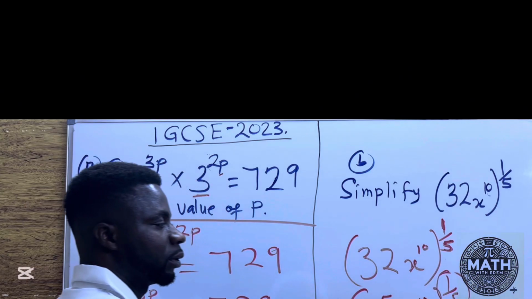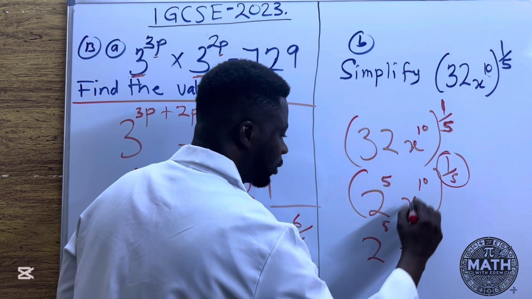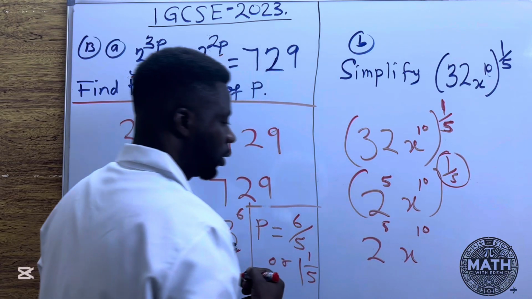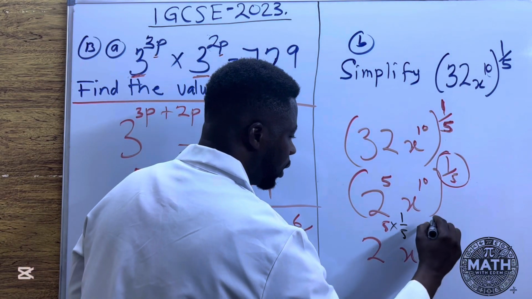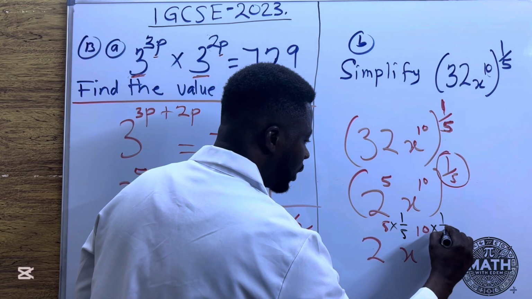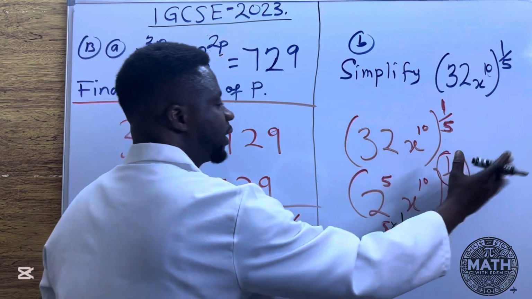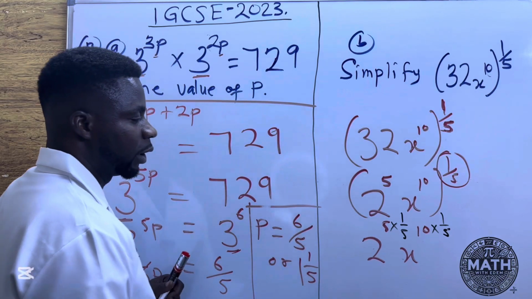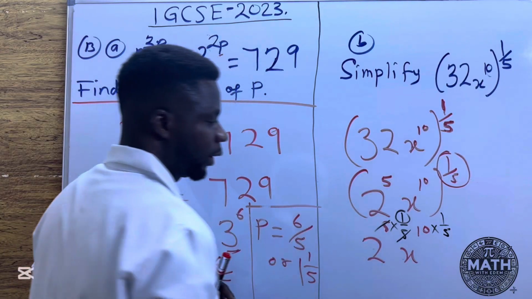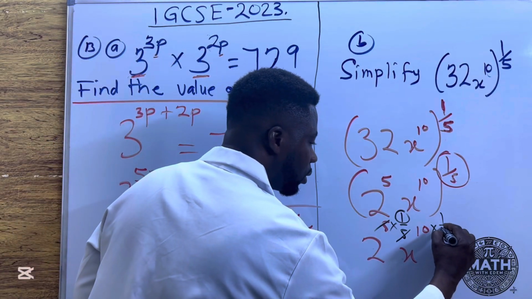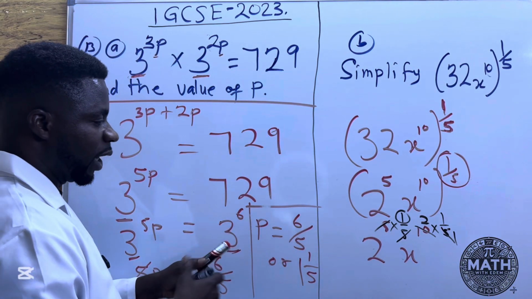Because the 2 is raised to the power 5, we are going to multiply the power here by these powers. So we have 2 to the power 5 and x to the power 10. So what we are going to do is multiply this power by 1/5, and this is also by 1/5. Okay, we are expanding the bracket. So let us expand this bracket, and we have this. So I'm going to multiply. This will cancel this, and then we'll be having 1. Okay, now 5 divides itself 1, and 5 divides the 10 2 times.